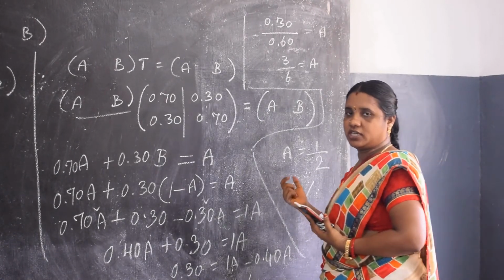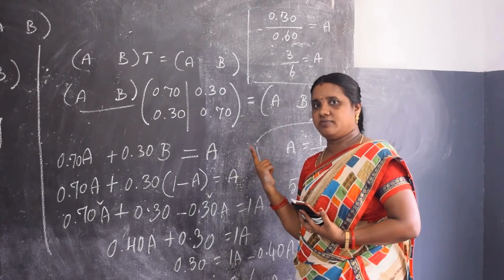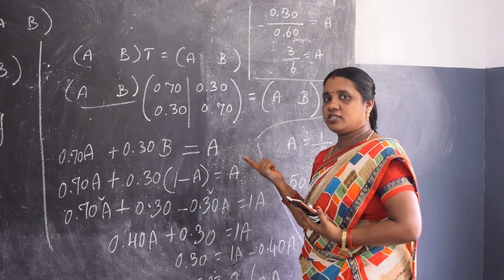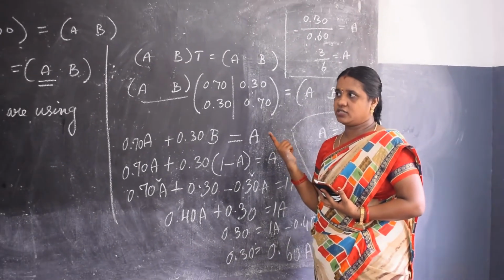50% of the populations are using new transport system when the Chennai population is in equilibrium state. Have you understood?